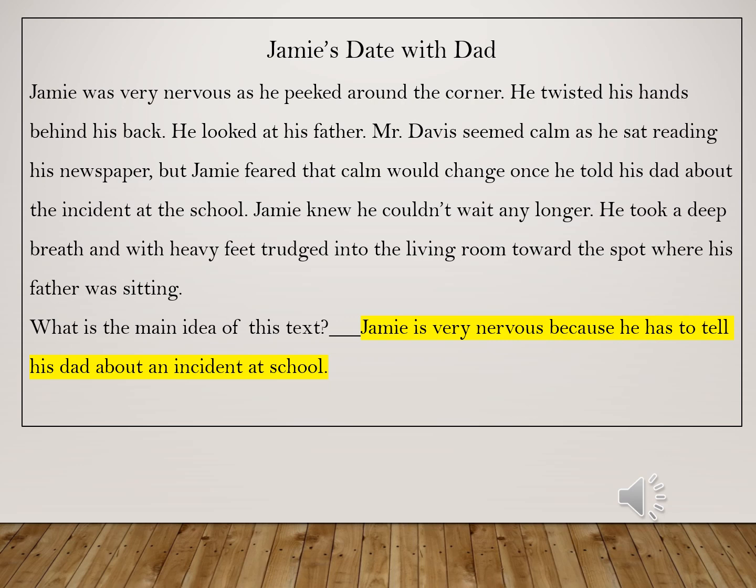So now we're able to answer the question of what is the main idea of the text. So looking at the text, looking at the title, looking at our who, what, when, where, and how, looking at our first sentence, we can infer that the central idea or the main idea of this text is that Jamie is very nervous because he has to tell his dad about an incident that happened at school.